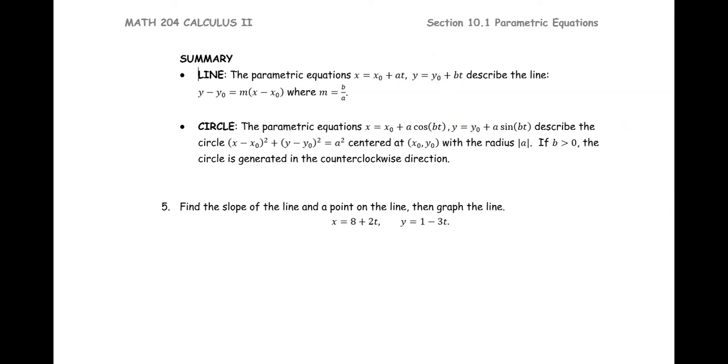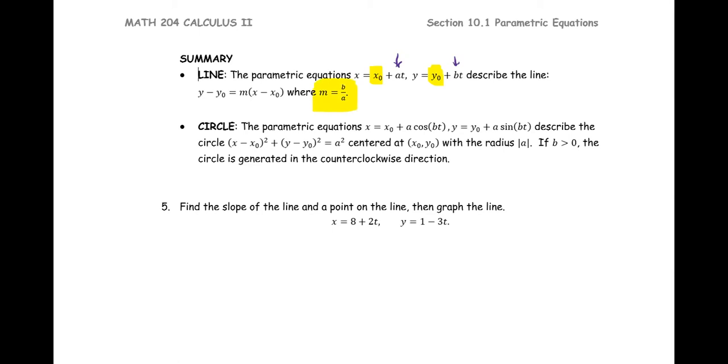From the examples that we saw, the line can be formed from the parametric equations x equals x0 plus at and y equals y0 plus bt. x0, y0 can be put together as an ordered pair on the line, and the values a and b: a as the coefficient of t for the x parametric equation and b as the coefficient of t for the y parametric equation.